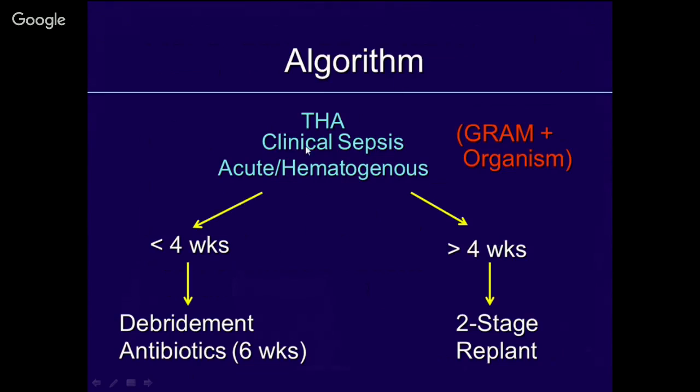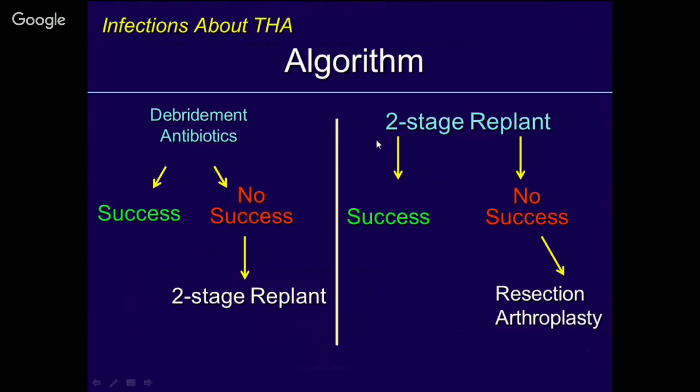So the algorithm is that if the infection is less than 4 weeks old, we do debridement and antibiotics for 6 weeks. If the infection is older, we do a 2-stage implant. If the debridement and antibiotics succeed, then it's okay. If not, we go for a 2-stage implant. And if that also does not succeed, we go for a resection arthroplasty.